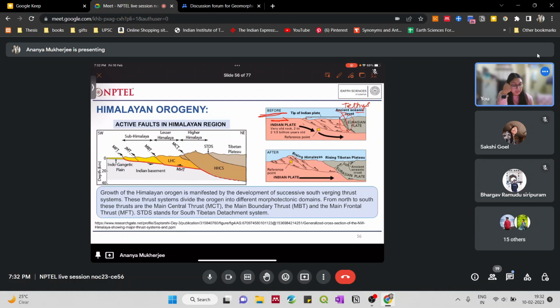The tip of the Indian plate is where most of the deformation took place. These smaller arrows that you see, these are different thrust faults. What is a thrust fault?